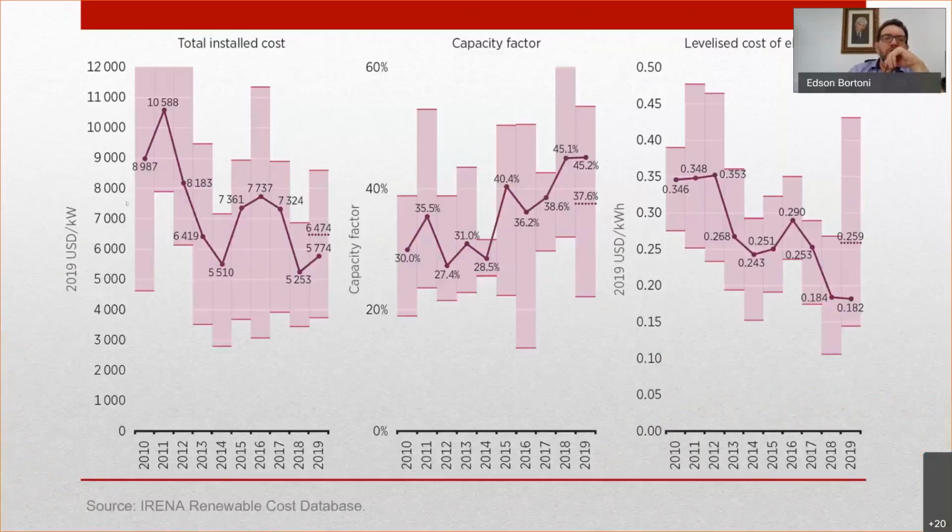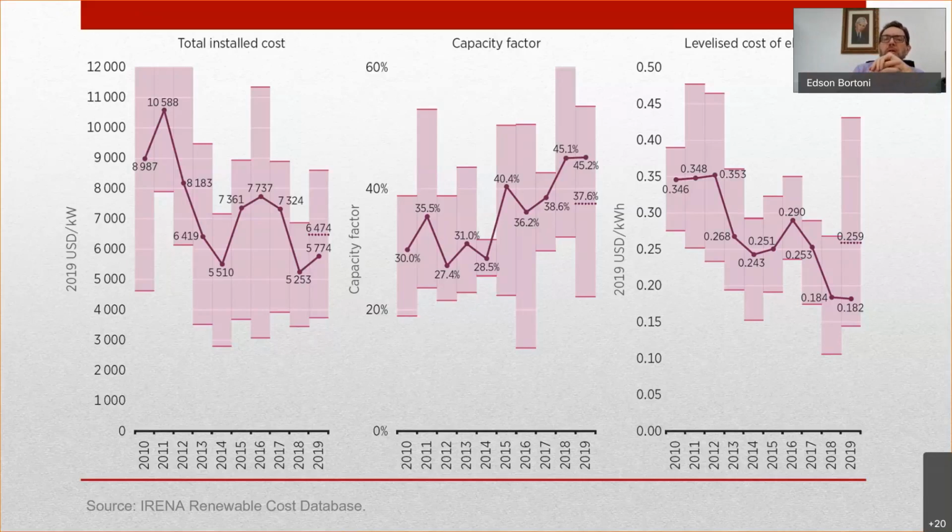And the cost is about almost $6,000 per kilowatt. The energy is about 182, but it varies a lot depending on the site. And the plant factor is almost 50%. As I said, during the day we have sun, and during the night we do not have, so we can't generate unless we have energy storage.